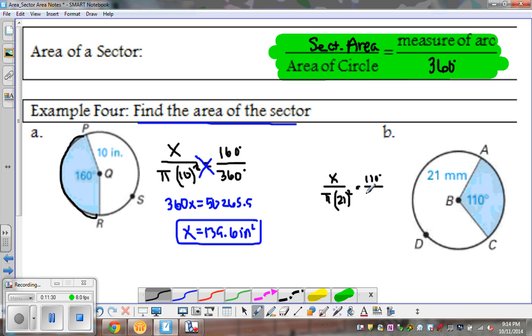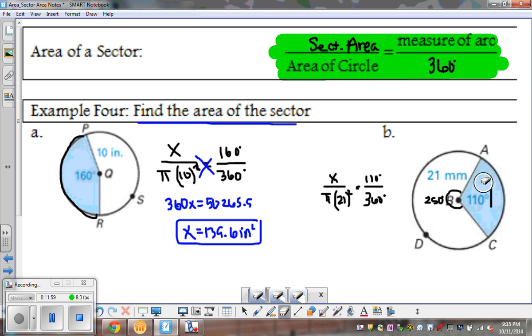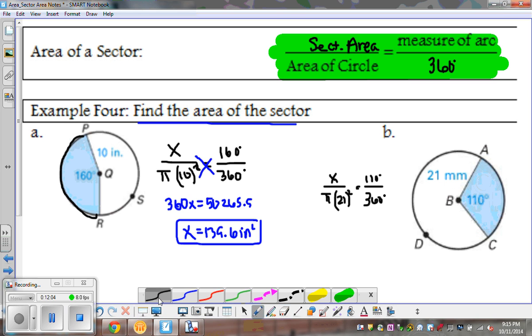110 degrees over 360. And guys, make sure you pay attention to what you're trying to find, because depending on where that shaded piece is, you've got to make sure that that degree measure matches that shaded region. For instance, sometimes they might give you this arc right here, which would be 250 degrees. If this is the area you're looking for, you don't want to use 250 degrees as the measure of your arc. You want to subtract that from 360 to make sure you're using the correct one. So again, make sure you're paying attention to what degree measure they give you.